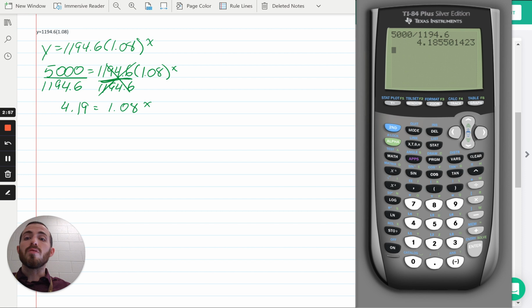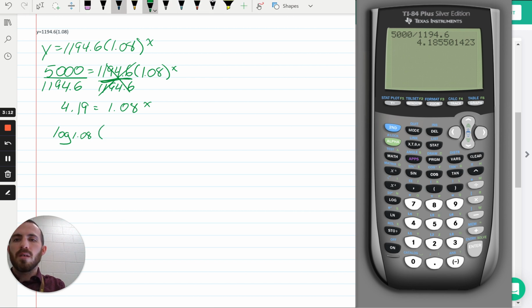Now remember, we're going to use logs, so we got to convert this into log form. So it's log the base of our exponent, which is 1.08, in parentheses is whatever our answer is, so 4.19, and then we always equal it to whatever the exponent is. In this case, it's x.